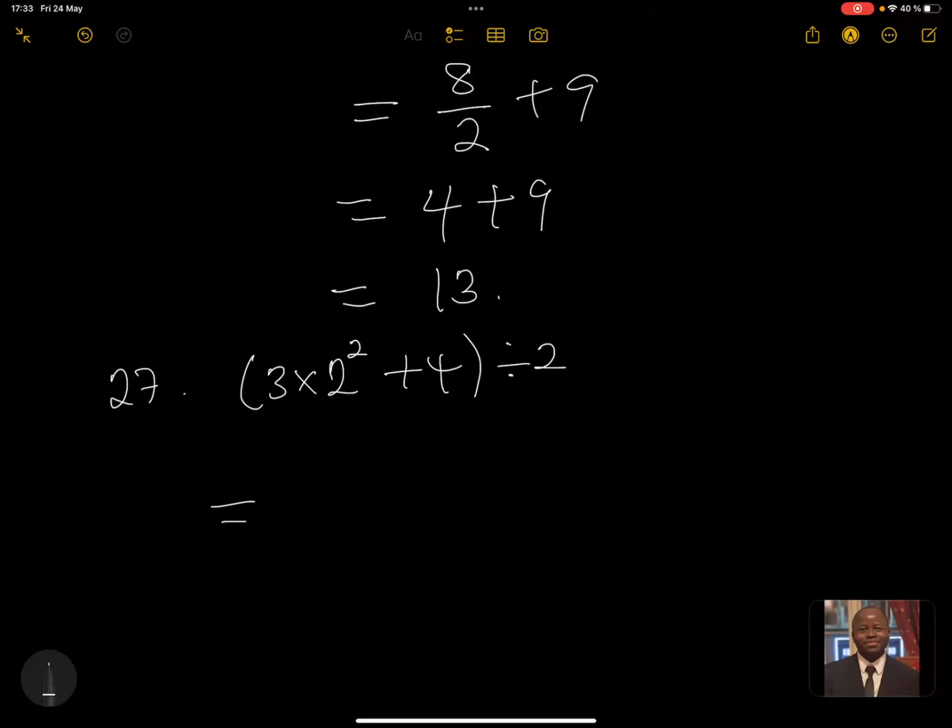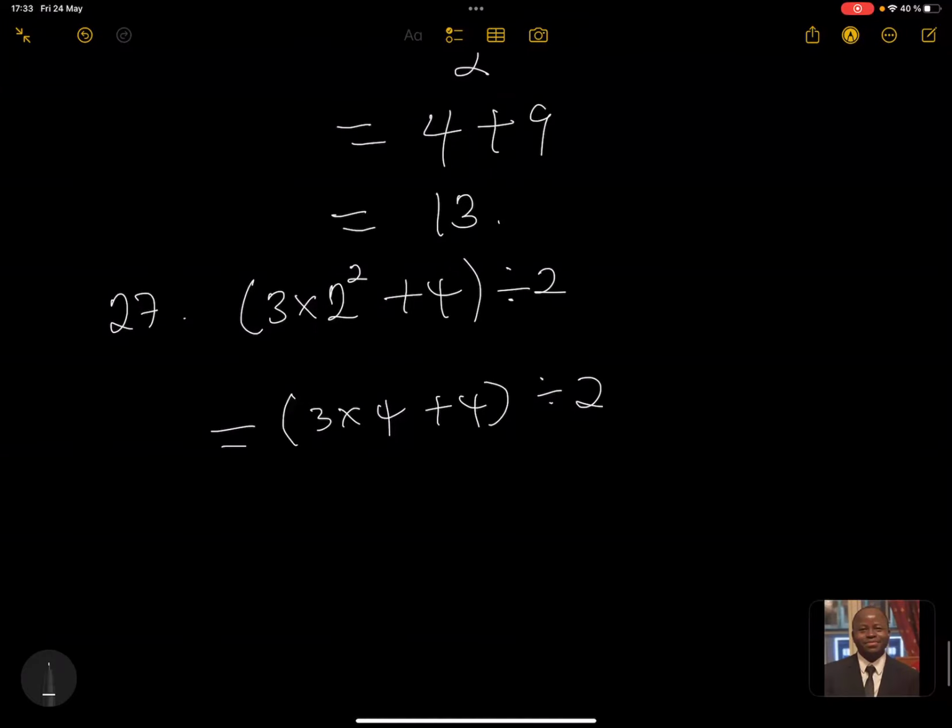So you deal with what is in the parentheses, what is in the brackets. And when you look at what is in the bracket, you have 3 operations there. You have multiplication, you have exponent, you have addition. So you deal with exponent first. 2 squared is 4. Now the 3 operations have reduced to 2. Now we only have multiplication and addition in the brackets. So let me deal with multiplication according to PEMDAS.